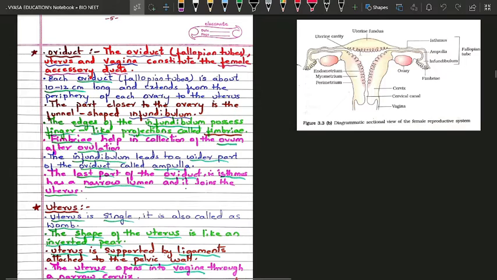You have seen a pear fruit, yes? It is in an inverted shape. Inverted pear. Uterus is supported by ligaments attached to the pelvic wall. It is supported by the ligaments.